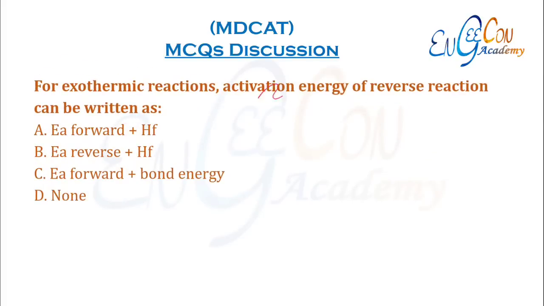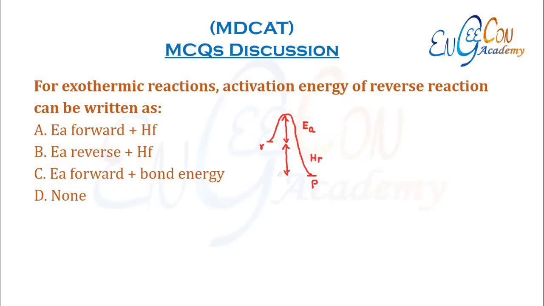For exothermic reaction, activation energy of reverse reaction can be written as. So this is the graph of exothermic reaction. These are reactants and these are products. Now this is the activation energy. And the energy difference between products and reactants is called heat of reaction.